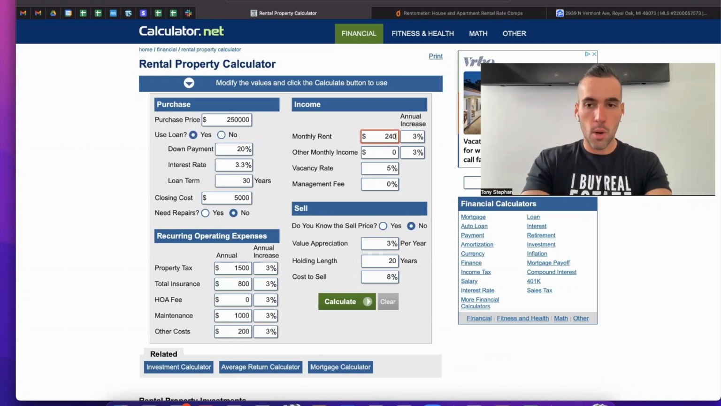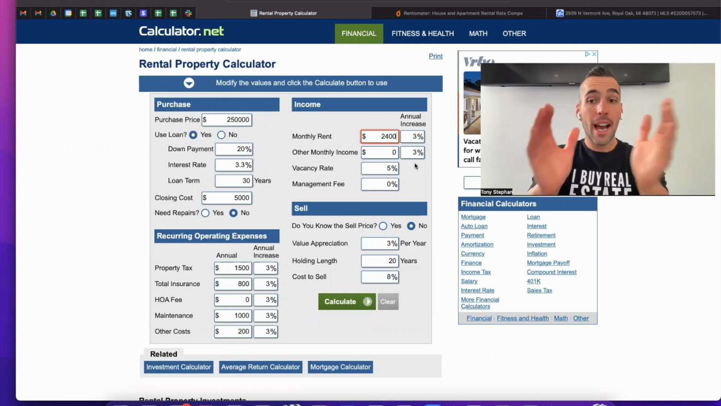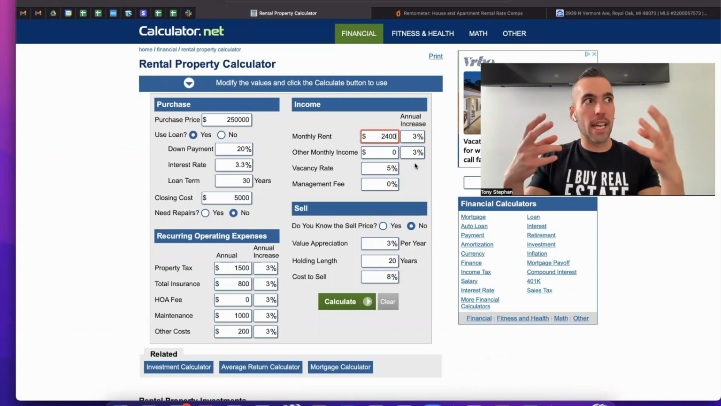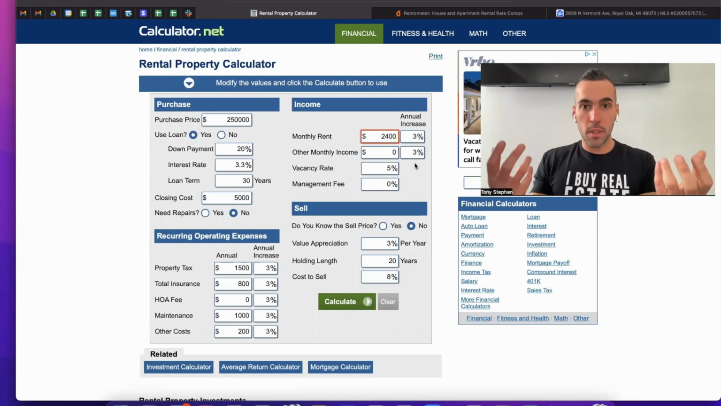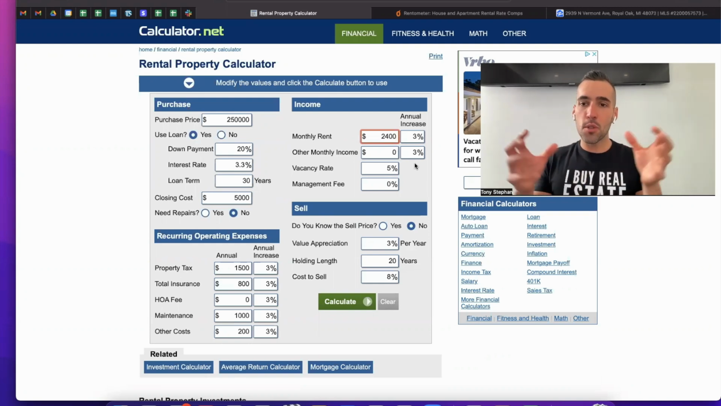So there's always a way to make something work, and it just depends on your goals. So, safe rule: 1% or closer, but then look at the area. Is the area booming? Is it going up in value? Is your equity going up significantly? Those are things to consider.